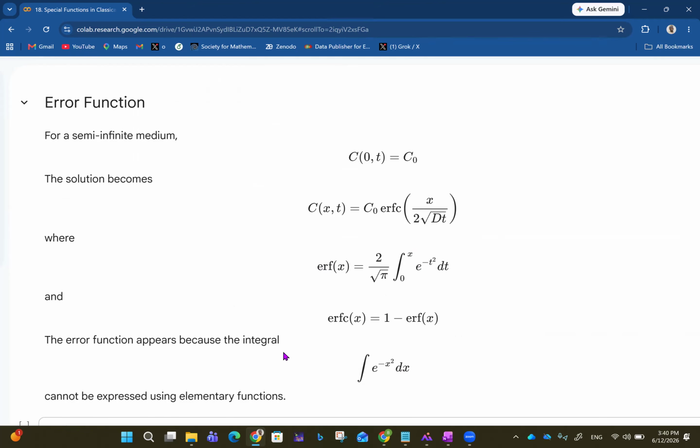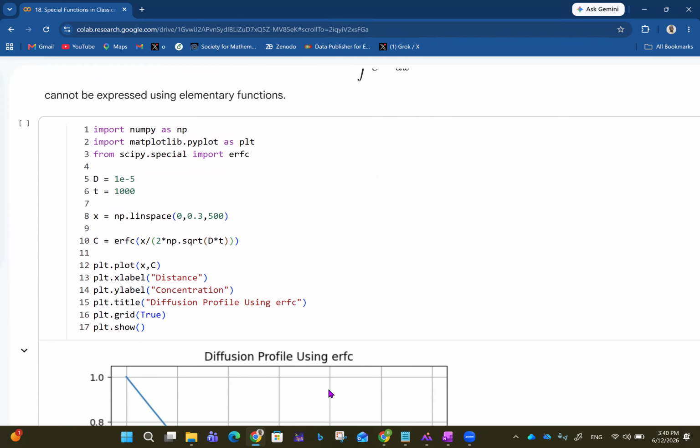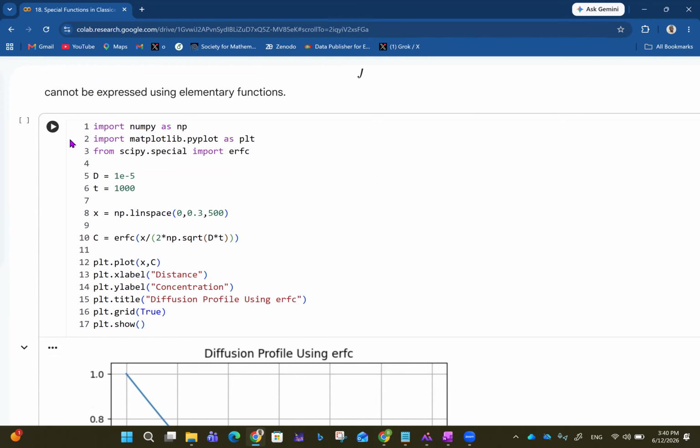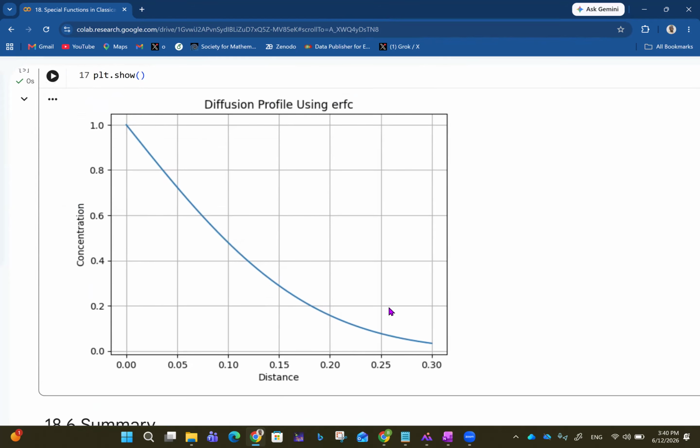So the error function appears because the integral of e raised to minus x squared dx cannot be expressed using elementary functions. This is the Gaussian integral, as it were, and it also has something to do with the normal distribution idea in probability. So we can do something like this here, looking at the diffusion profile using the complement of the error function. You just see that going down like that.